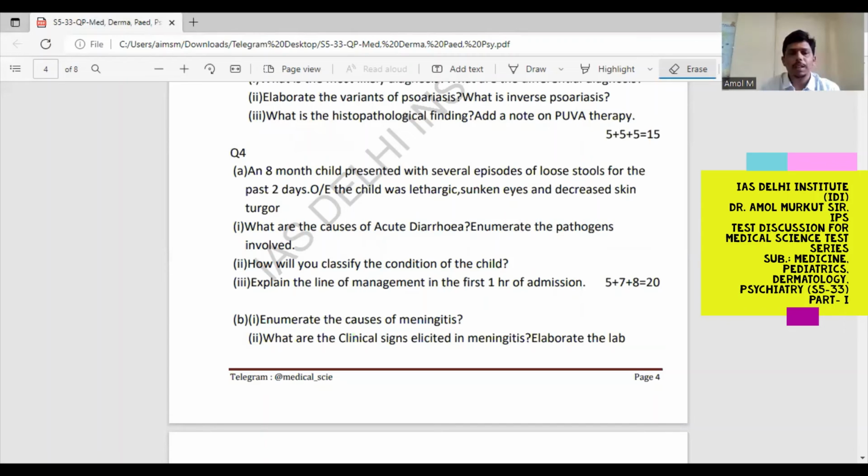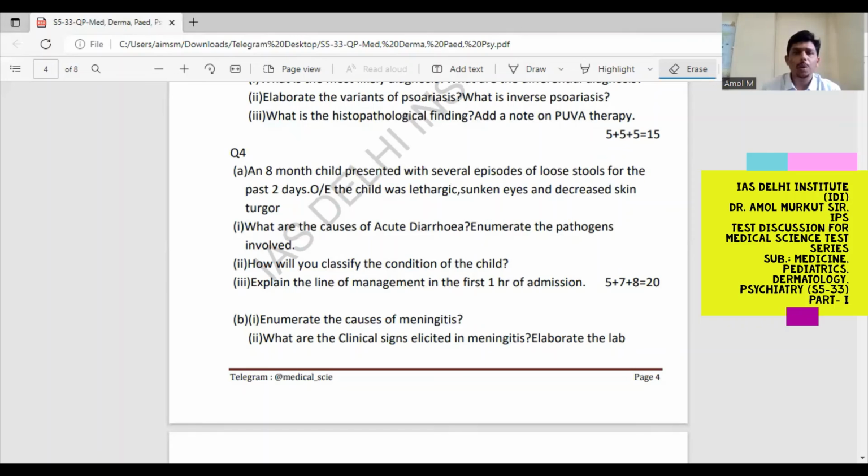In bacteria: E. coli, Salmonella, Shigella, Vibrio cholerae, several are there. Campylobacter. In viruses: rotaviruses, most important, then sometimes cytomegalovirus is also there. Then in case of parasites: Entamoeba histolytica, Giardia lamblia. These are various causes. How will you classify the condition of the child?